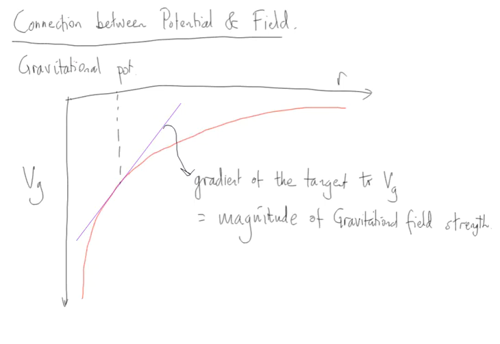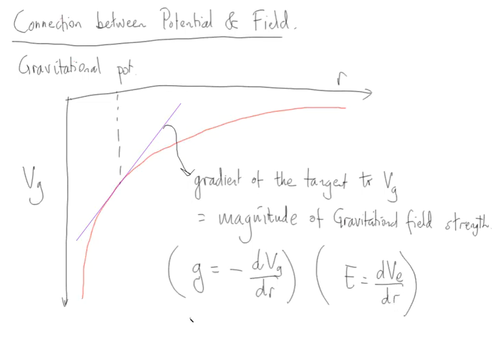With a bit more rigorous analysis, it actually turns out that gravitational field strength is equal to the negative of the derivative of gravitational potential with respect to distance, and electric field strength is the negative derivative of electric potential with respect to distance, but you don't need to use calculus in this course, but it might be interesting to know.